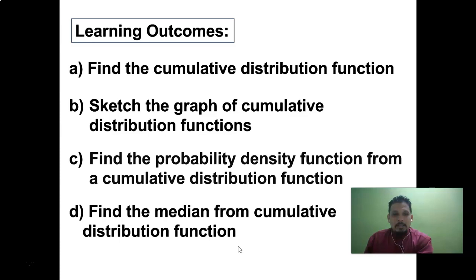So then, in this subtopic or in this lecture, we will look into the cumulative distribution function. The term cumulative means that we are adding the results from one to another. Then we sketch the graph of the cumulative distribution function, find the probability density function from a cumulative distribution function, and find the median from the cumulative distribution function.